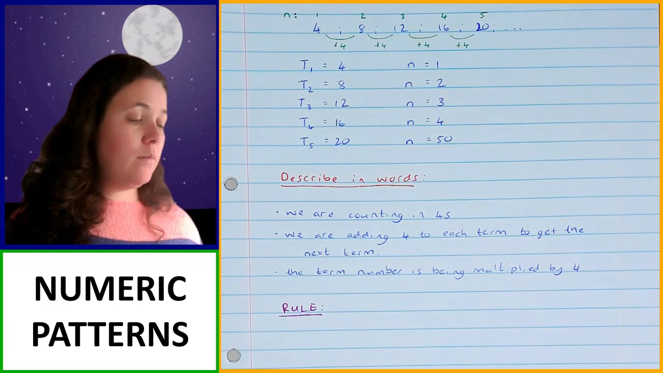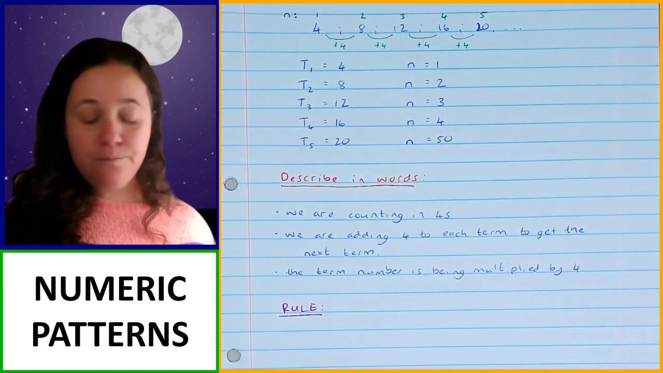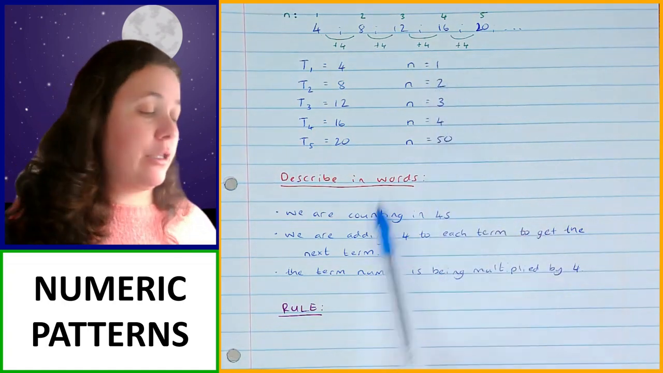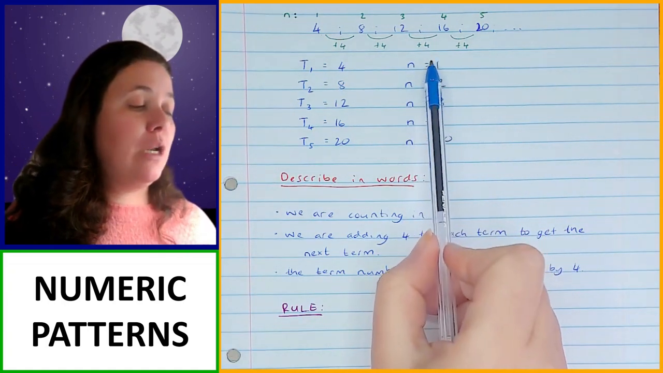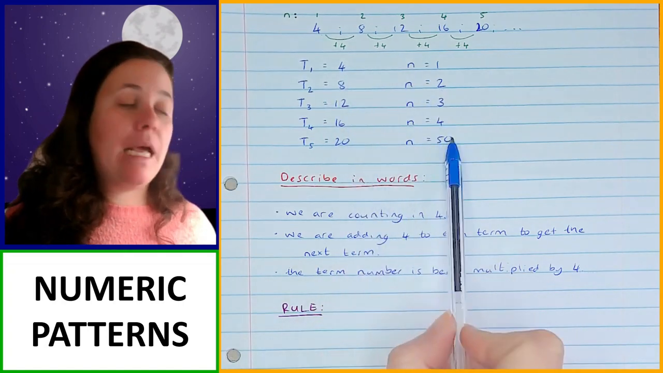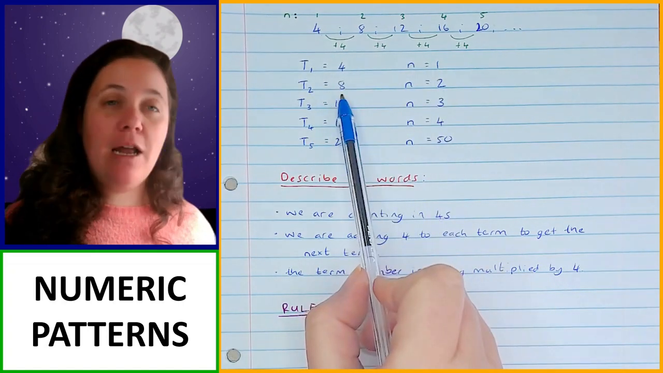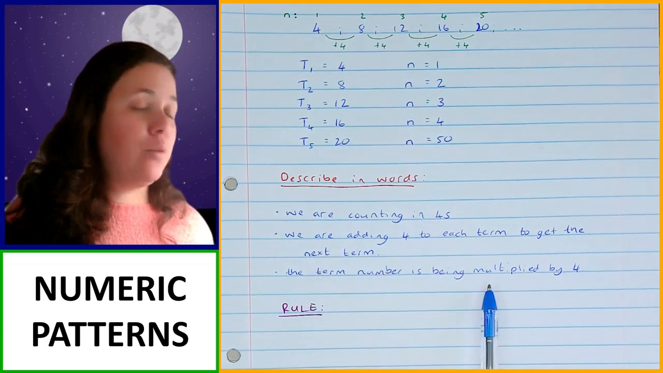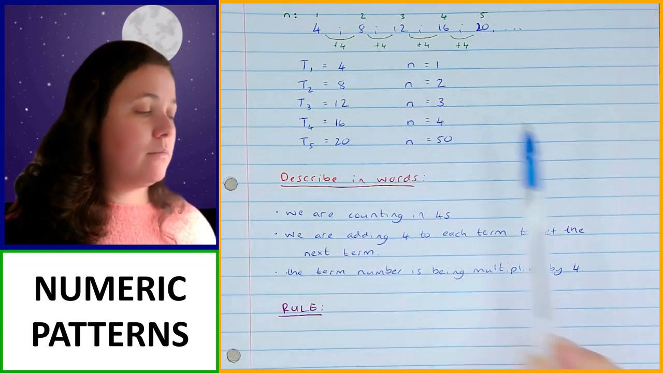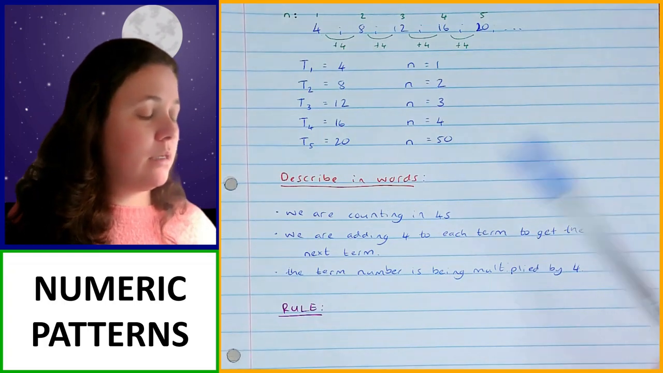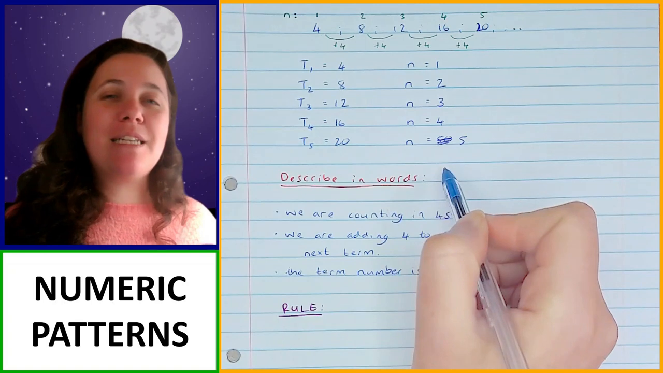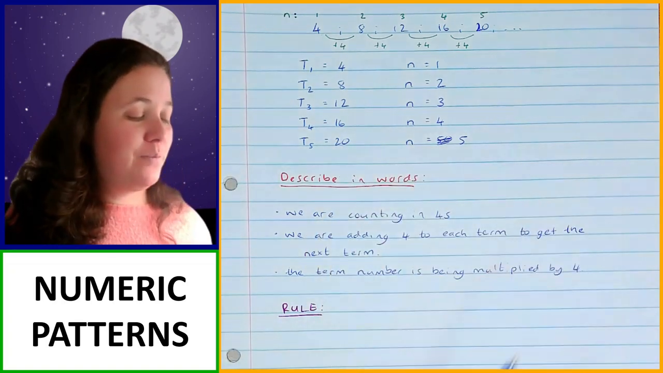Okay, so for our rule, in this example, I already spoke about this. If we look at how we get from there to there, and whether there is a common way of getting from the term number to the term value each time, we found that we could multiply by 4 every single time. It would always give us, I wrote 50 here, it's supposed to be 5. It will always give us the term value.